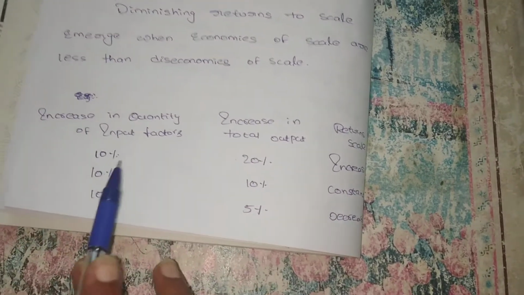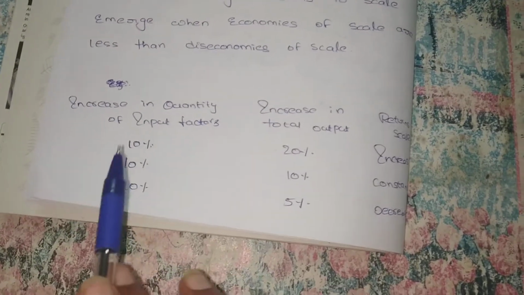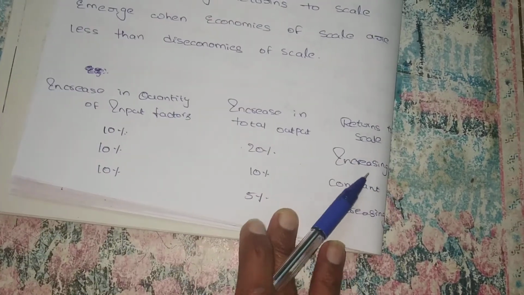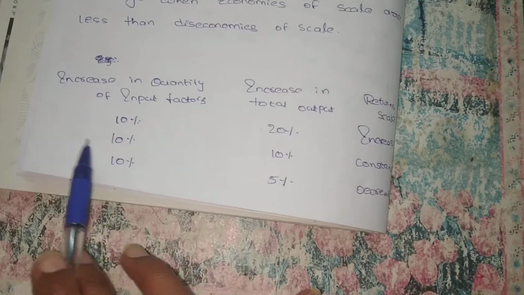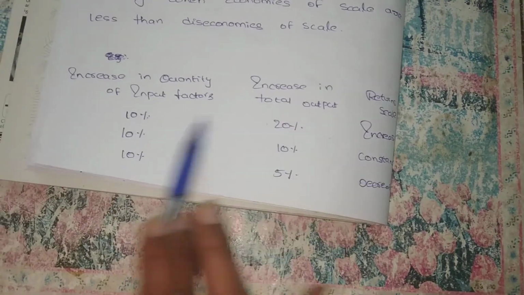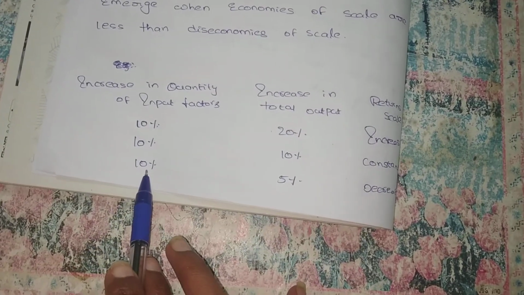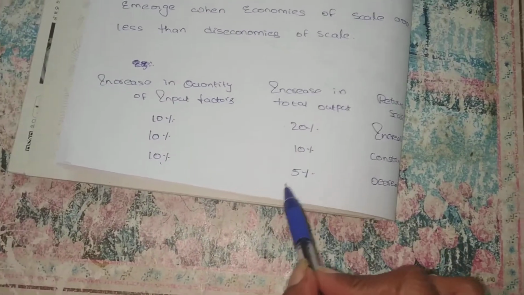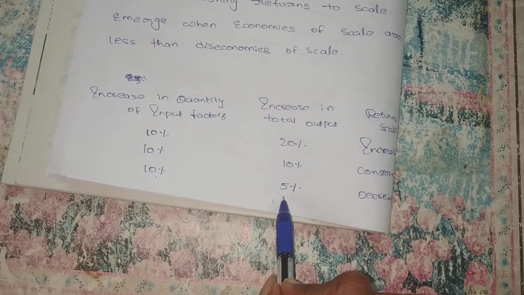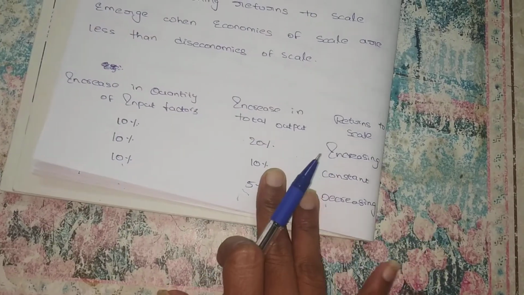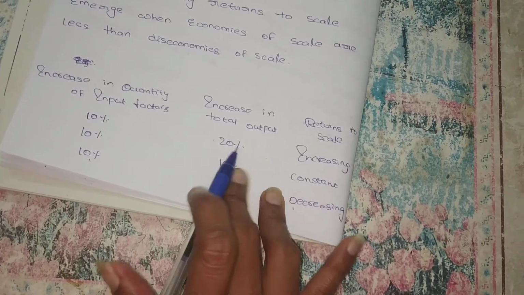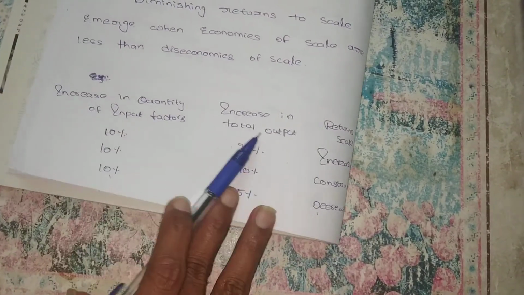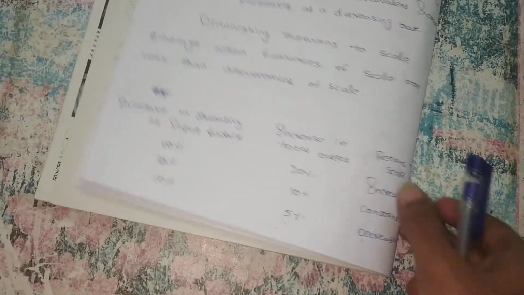In the next case, I am increasing my inputs by 10%, but the increase in output is also 10%. So here it is the same, you can say there is a constant. 10% here and 10% there, it is constant. But in the third case, input factors increase by 10%, and total output increases but at a decreasing rate, at 5% only. So we can say it is decreasing. In the first case increasing, in the second case constant, in the third case decreasing.